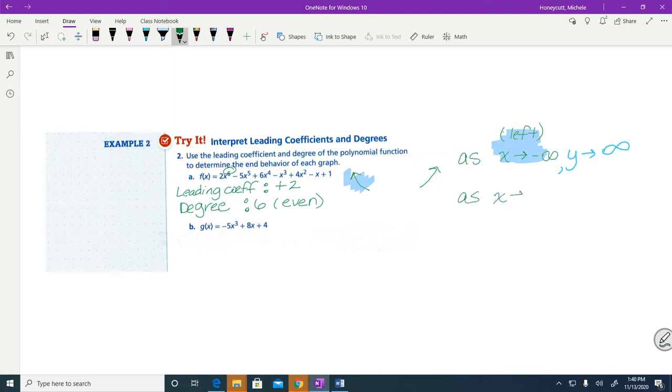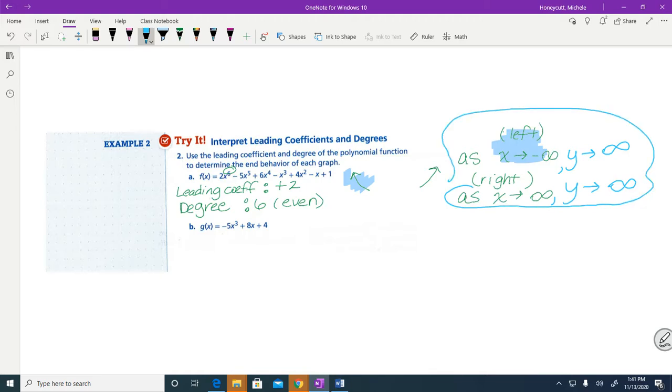For the right side, as the x values approach positive infinity, so this is the right side, talking about this right here, the y values also go up, up, up. So the y values approach positive infinity. Now you'll see end behavior written like this and like this, so know that you'll be responsible for both notations.